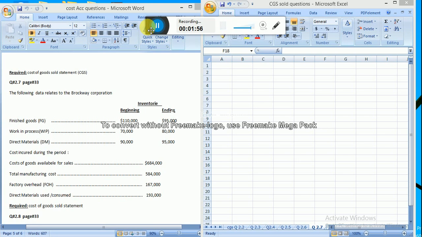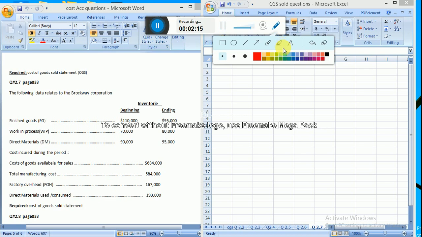So if we look at the data, some portions of the CGS are given, for example, cost of goods available for sales. This is given. Total manufacturing cost is given and direct material consumed or used is also given. If we study the question, FOH is given but direct labor is not given. So direct labor is missing.